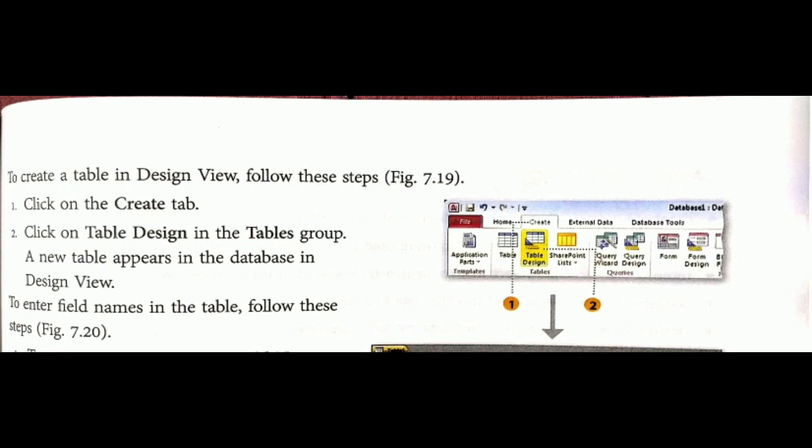A new table will appear in the database in the design view. Okay, these are the first two steps that you have to follow. First you have to click on the create tab, then you have to click on the table design. Then a new table will appear in the database in design view.